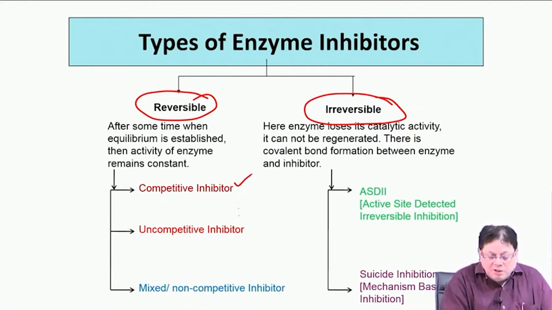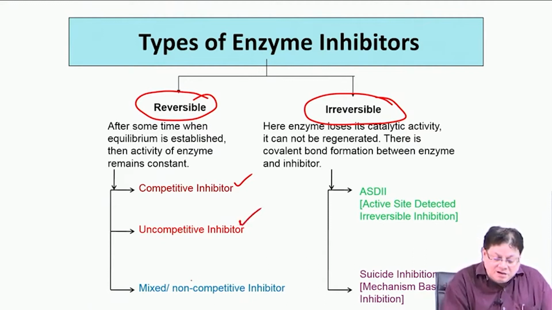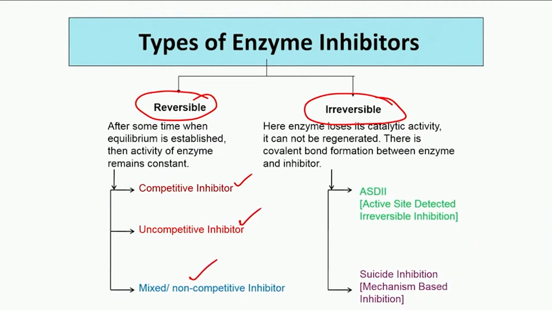We'll just describe all these: competitive inhibitor, uncompetitive inhibitor, and there is a third which is called either mixed or non-competitive inhibitor. In case of irreversible, again you have two types here. One is called active site directed irreversible inhibition, and the other is called suicide or mechanism based inhibition. Okay. So, let us see what are these things.